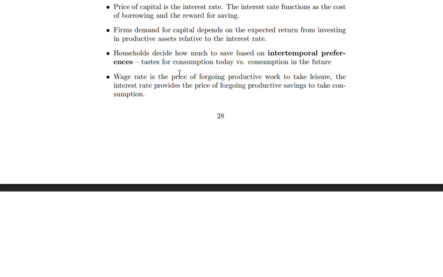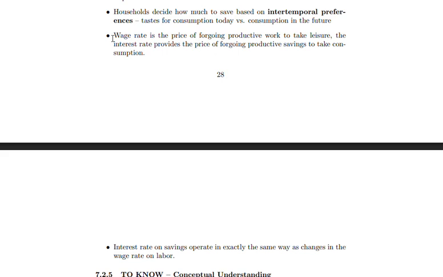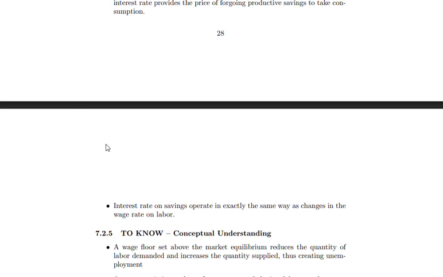Households decide how much to save based on intertemporal preferences, their tastes for consumption today versus consumption in the future. The wage rate is the price of foregoing productive work to take leisure. The interest rate provides the price of foregoing productive savings to take consumption. Changes in the interest rate operate in exactly the same way as changes in the wage rate of labor.